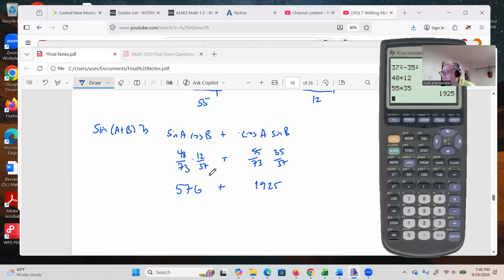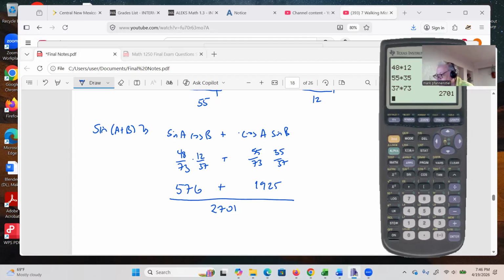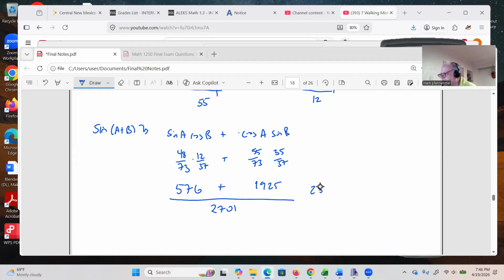And then the last thing I have to do: these both have the same common denominator, 73 times 37. 37 times 73 was 2701. So the last thing I'm going to do is add these two pieces together. I have 576 plus 1925, which equals 2501, so 2501 over 2701.